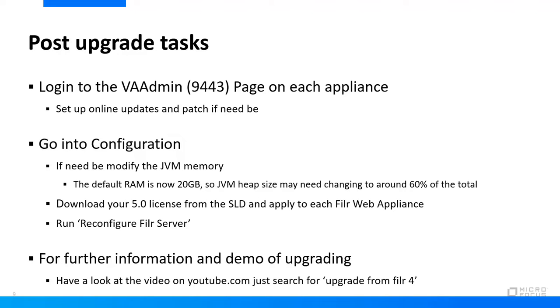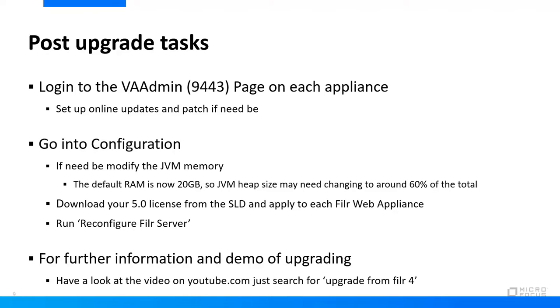After upgrading, all you need to do is just log into the VA admin page. That's the one on port 9443. Set up online updates. As I said, I would strongly recommend that you do that and regularly patch the system. You may need to modify the JVM memory. The default RAM is now 20 gigabytes. So previously it was 16. So your JVM, I think most probably will be set to about 9 gigabytes. If you're using 20 gig, update it to about 60% of the total, so let's say 12 gigabytes there.